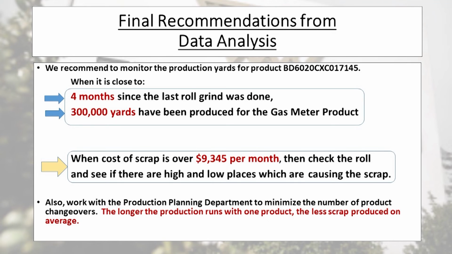Thank you, Arissa. So in conclusion, we recommend to monitor when around a time period of 4 months since the last roll grind has been done, or when around 300,000 yards have been produced, whichever happens first. We then recommend to start monitoring the scrap more closely when around 9,300-ish per month of scrap is being produced, to then check and see if there are high or low places along the rolls, which are the cause of this extra scrap.